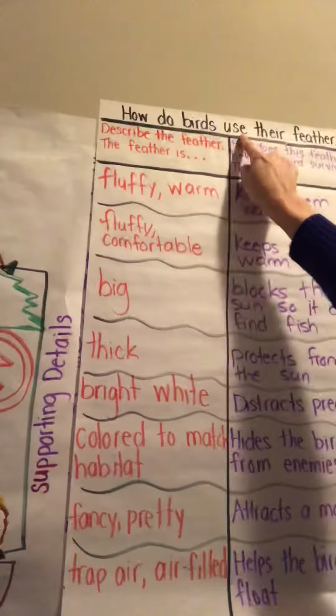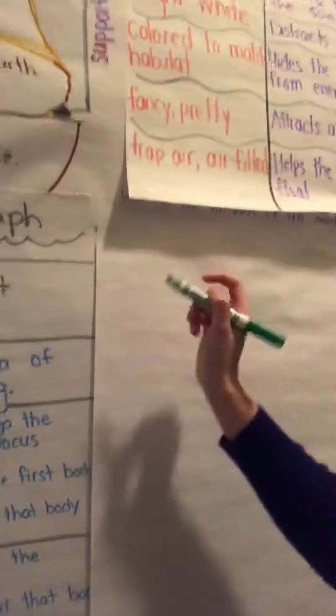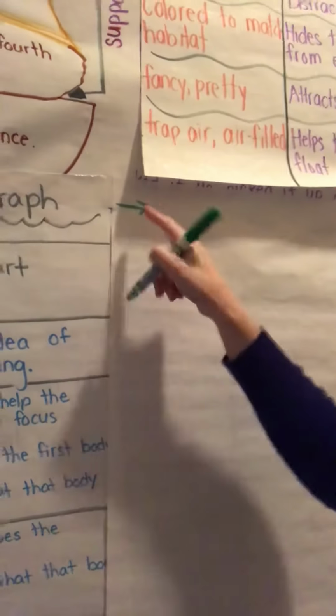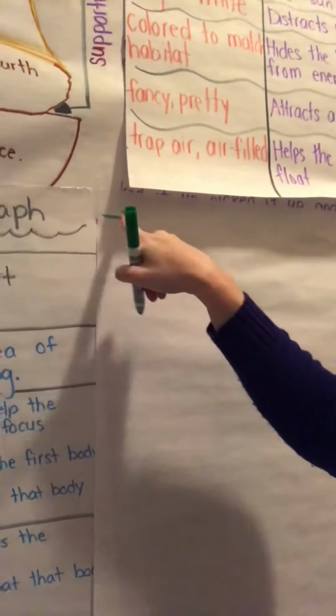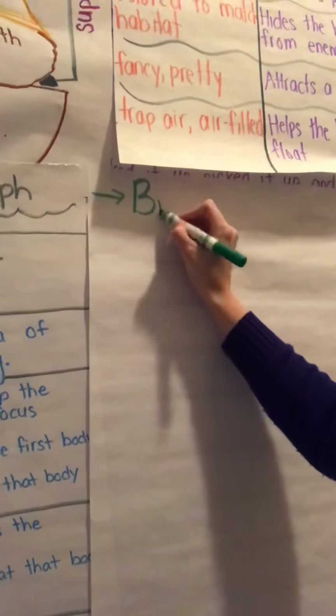So our question that we've been working with is, how do birds use their feathers to survive? So what are we going to talk about in our focus statement, in our paragraph? Right, how birds' feathers help them survive. And do they just help them survive in one way? No, they have all these different ways, in many ways. So I'm going to start my paragraph. Now, when you start a paragraph, you do a little indent, a space. I don't start over here. I start in a little bit, and then I start my writing.